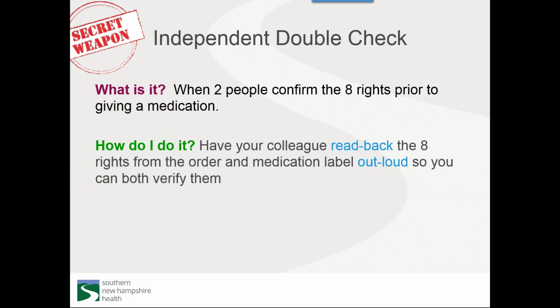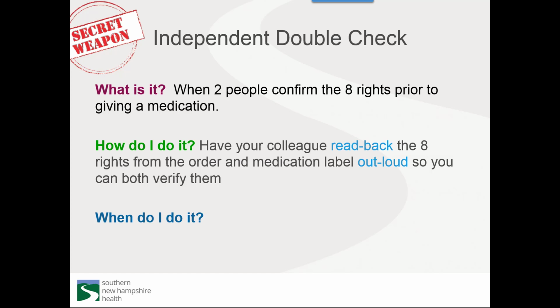Another secret weapon in promoting medication safety in the practice is an independent double check. So what is this? Well, this is when two people independently confirm the 8 rights before you give a medication. And so a good way to do this is to actually have your colleague read out loud and verify the 8 rights off the order and the medication label, because that way, one, you're forcing them to actually slow down and look at what's there, and you can hear what they're saying and verify that that's the same thing you saw.